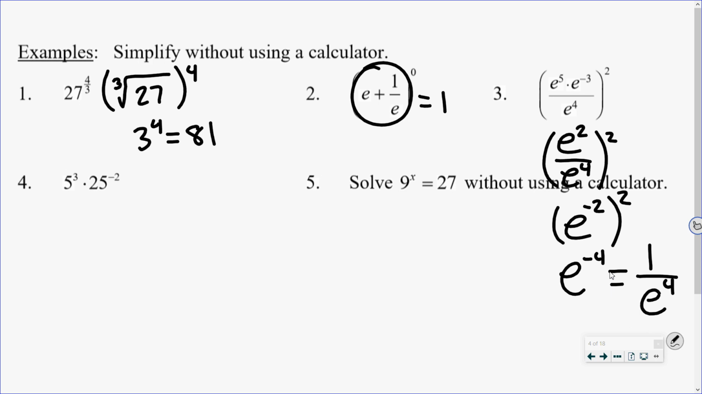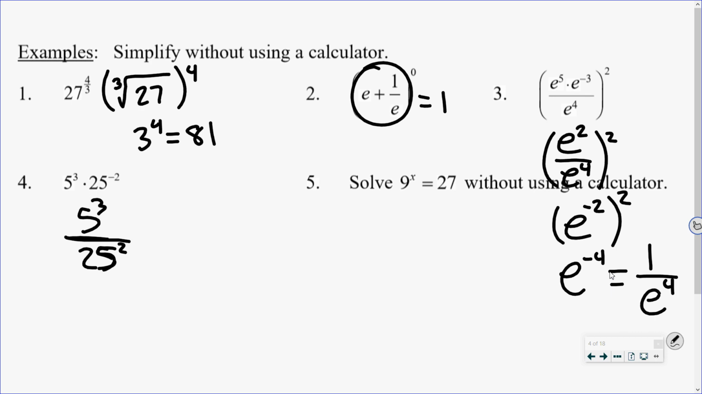Okay, number 4, if I have 5 to the 3rd times 25 to the negative 2, and remember we're not supposed to use a calculator, I'm going to leave that as being 5 to the 3rd, and I'm going to move that 25 to the negative 2 down below. Now it becomes 25 to the positive 2. Let me just fix that. And now, 25 squared is a big number. I'm not sure what it is. I don't want to multiply that out.